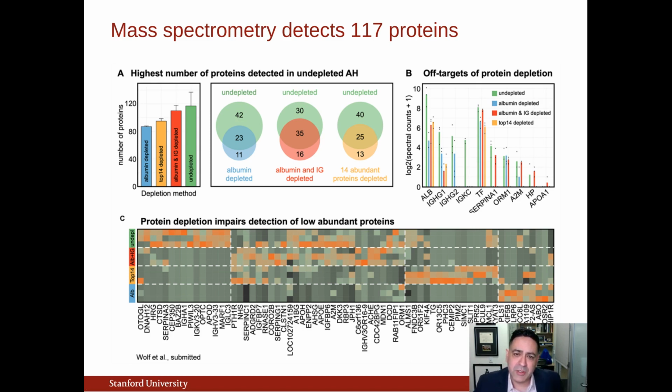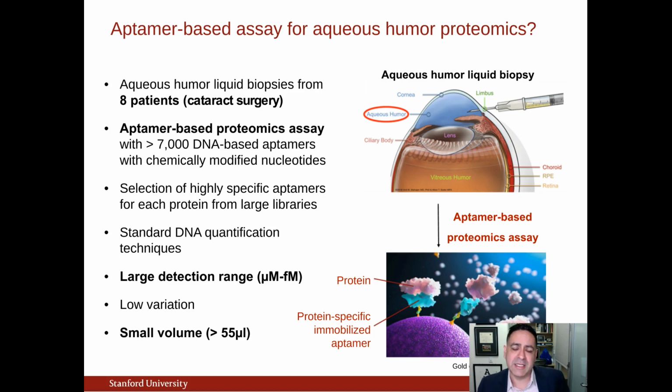So the next thing that we tried was an aptamer-based assay, and this is from SomaLogic and their platform, to specifically look at aqueous humor proteomics, this small volume. And in this case, we had samples from 8 different patients while undergoing cataract surgery. We would consider this our normative control, meaning they don't have several of the diseases that I talked about before. They don't have inflammation, cancer, fibrosis, etc.